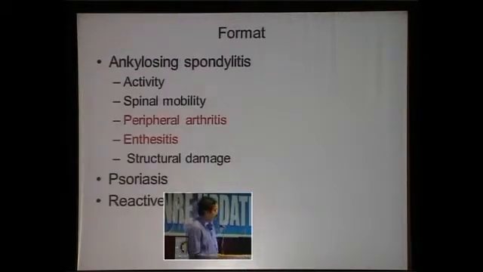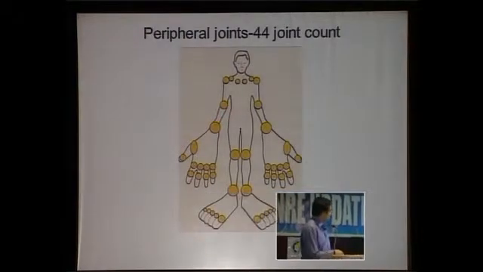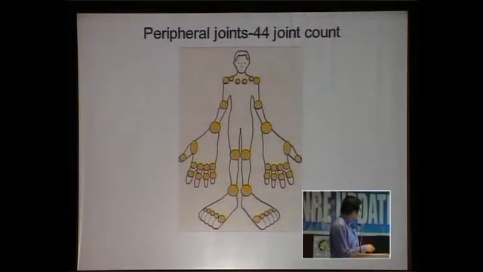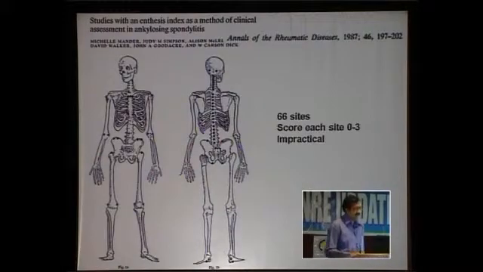So coming to the other aspects, peripheral arthritis and enthesitis. Peripheral arthritis, Dr. Vishnu has covered extensively. In ankylosing spondylitis, you measure the 44 joint count, and the DAS score has been used, although it is not the best. Coming to enthesitis, entheses are the sites where the ligaments or tendons attach to the bone.